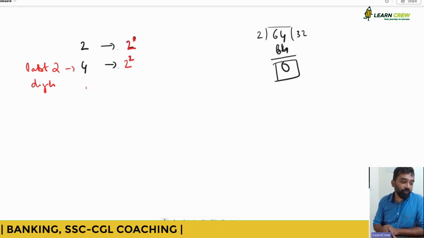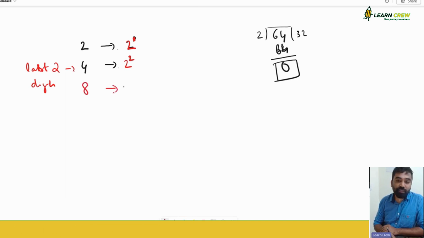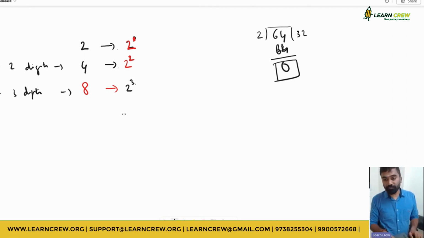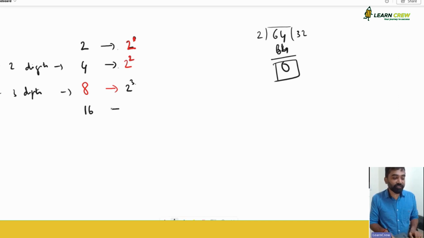Okay. Next, when do you tell a number is divisible by 8? This you said last two digits, right? When do you tell a number is divisible by 8? Last three digits. Okay. It's going to be written as 2 power 3. When do you tell a number is divisible by 16? Last 4 digits. So it keeps on going.